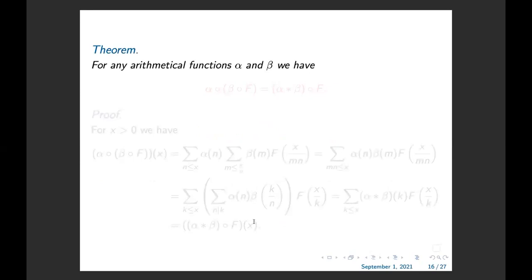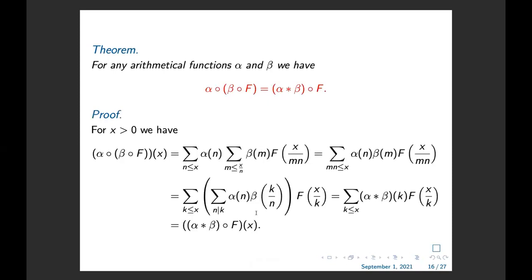So now we'll recall one property which is basically considered as some associativity. So if alpha and beta are two arithmetical functions, then we have this identity. So if we consider beta with f, and then we compute the function, and then after that we compute this, which is equal to if we compute this, and then we compute with this. The proof is very simple. So here we assume that x is greater than 0.